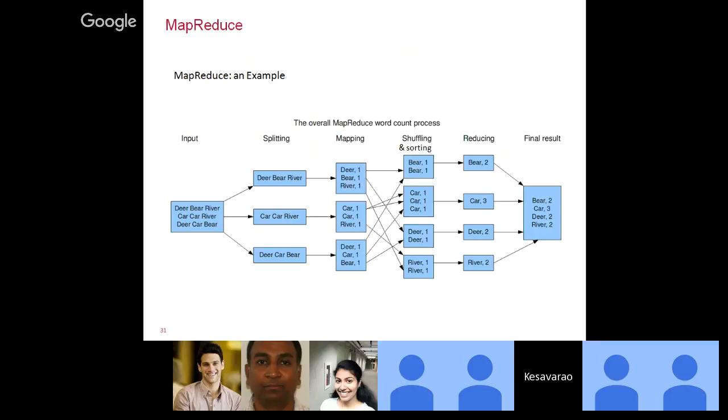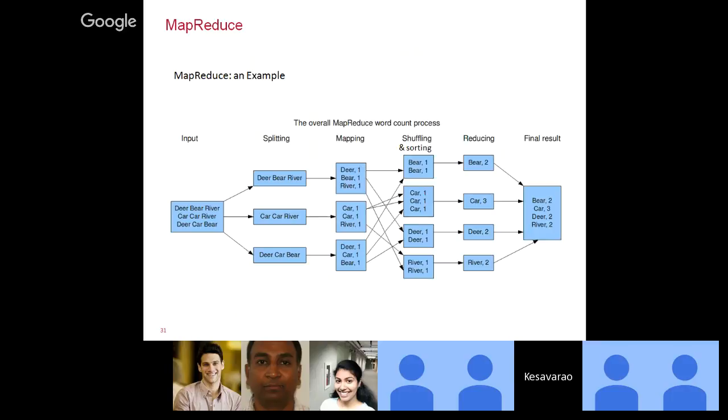Shuffling and sorting. So what are we doing now? We mapped everything. Now if you sort that, all the bear words come to one block, all the car words come to one block, all the deer words come to one block, all the river words come to one block. Now once I shuffle and sort them, I can reduce them. I don't need to maintain bear and bear 2 times. I can simply say bear 2 times, in one entry.